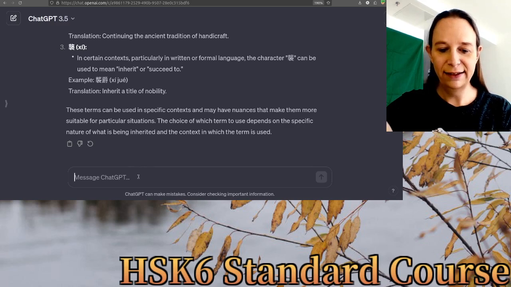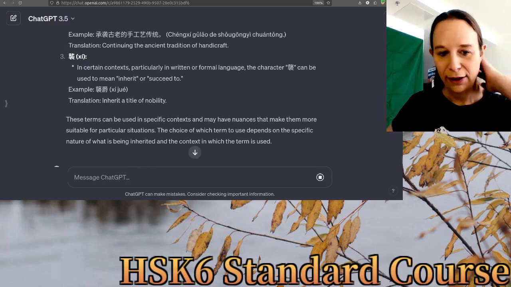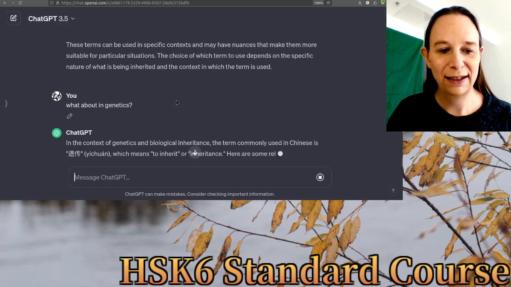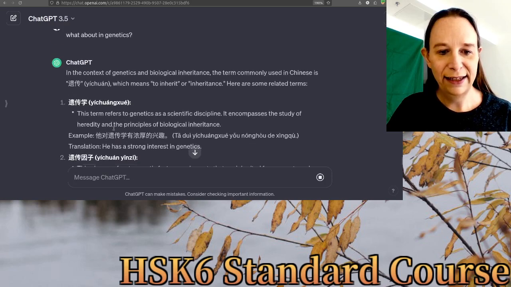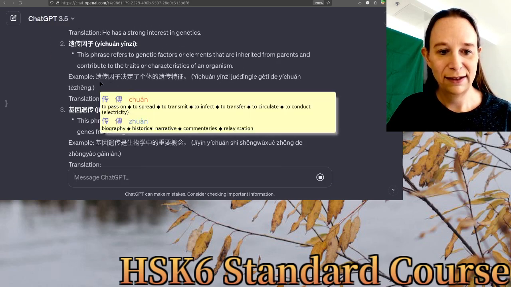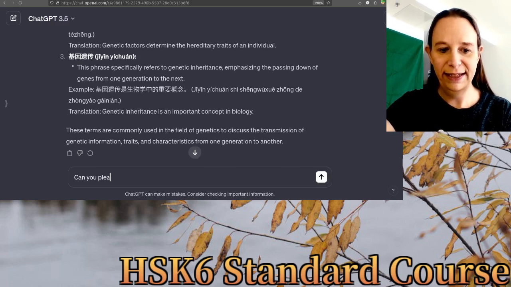What about in genetics? Genetics 是遗传, 对吗? 遗传. Can you please give me examples of 遗传 used as a verb?